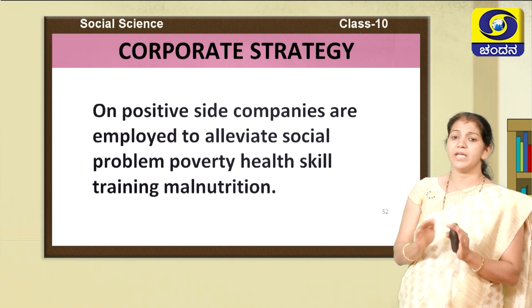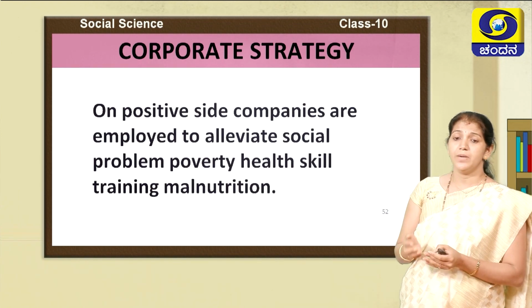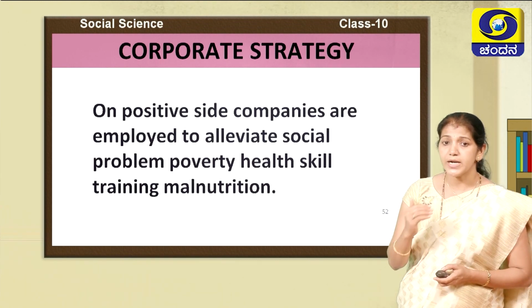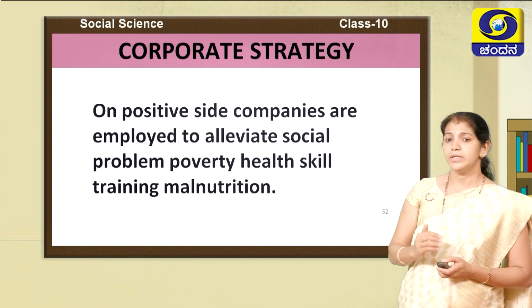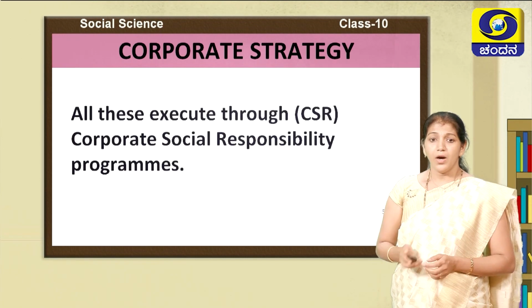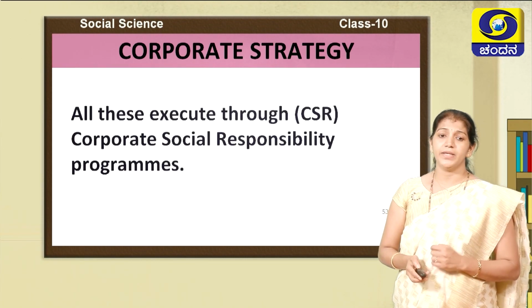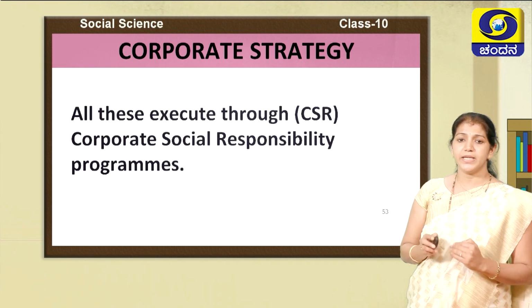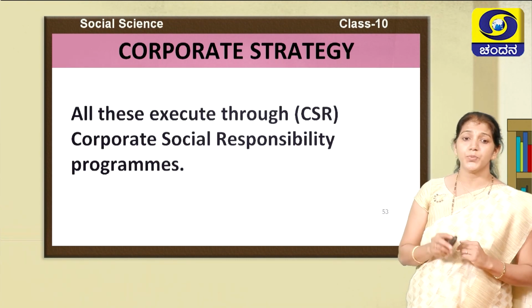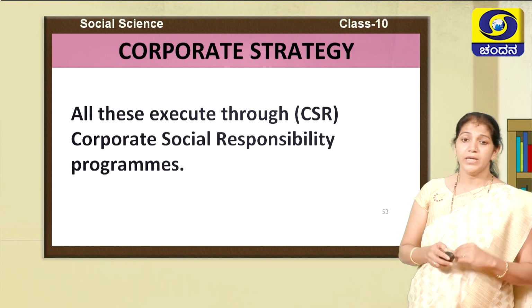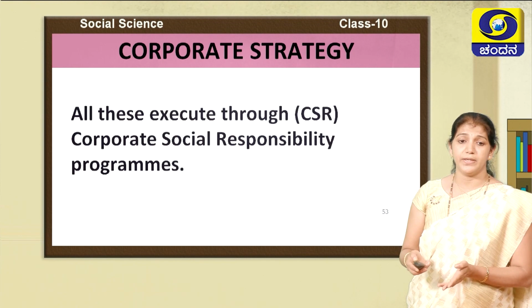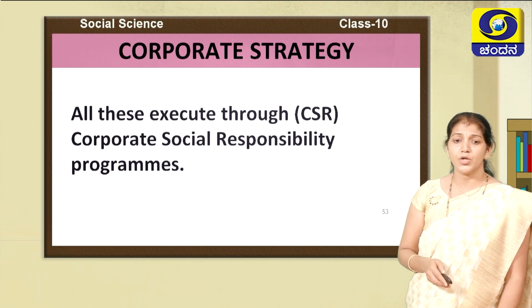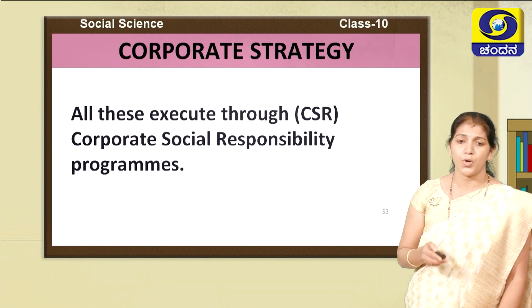Externally, it creates awareness of the importance of the companies, but as a result they are exploiting people or getting more profit from them. So corporate strategy is also considered one of the problems of Indian society. All these executive programs are undertaken through corporate social responsibility programs. The corporate companies are taking all these programs through this corporate social responsibility program. They are showing their responsibility in society. They are taking many measures to improve society in India. But the main intention of that corporate strategy is only getting more profit.